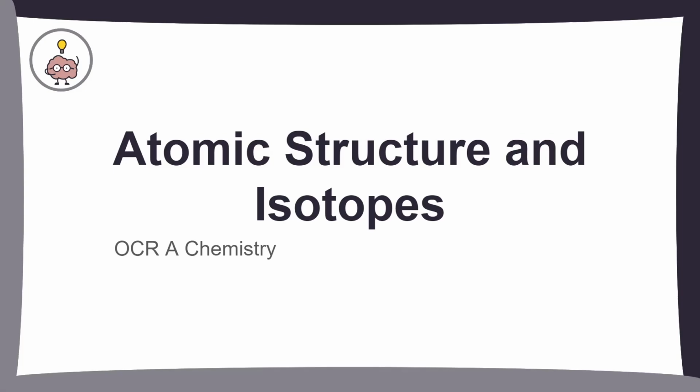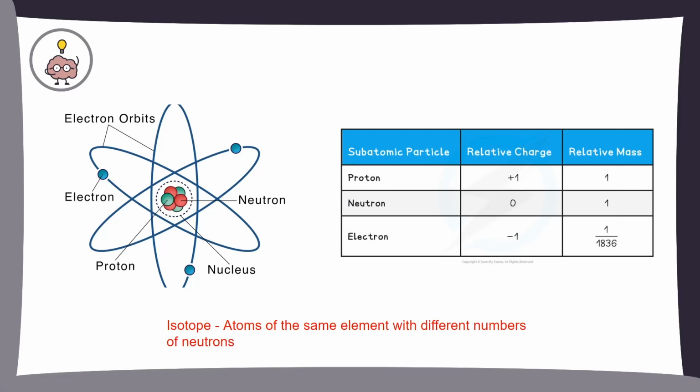Today we'll be covering Topic 1, Atomic Structure and Isotopes. As you know from GCSE, an atom consists of protons, neutrons and electrons. The protons and neutrons exist in the nucleus, which you can see here, whereas the electrons orbit the nucleus in shells. As you can see in this table, the charge of a proton is +1 and the charge of an electron is -1. That means that they cancel out, so the overall charge of any atom is 0.